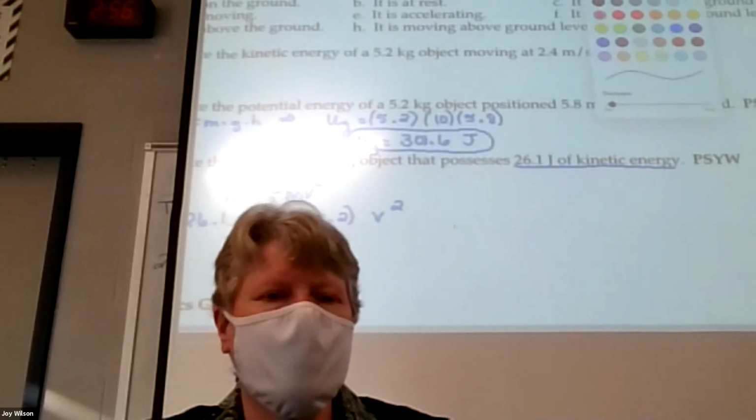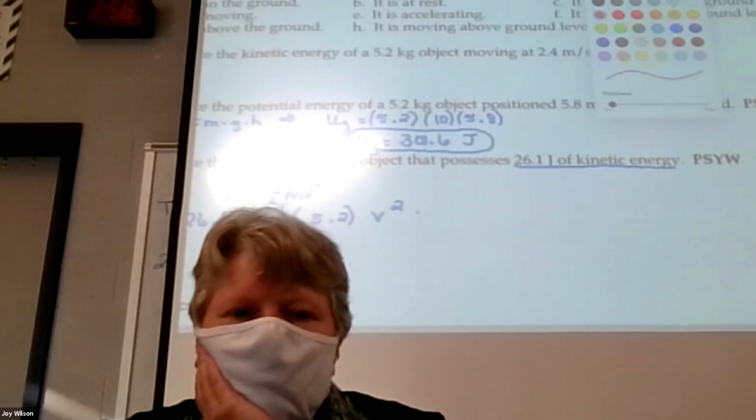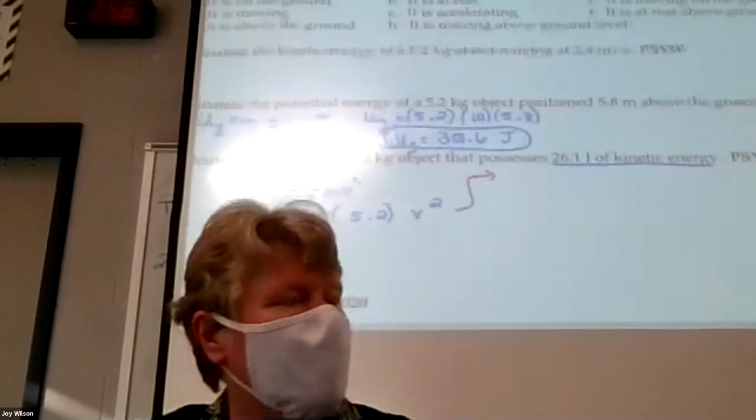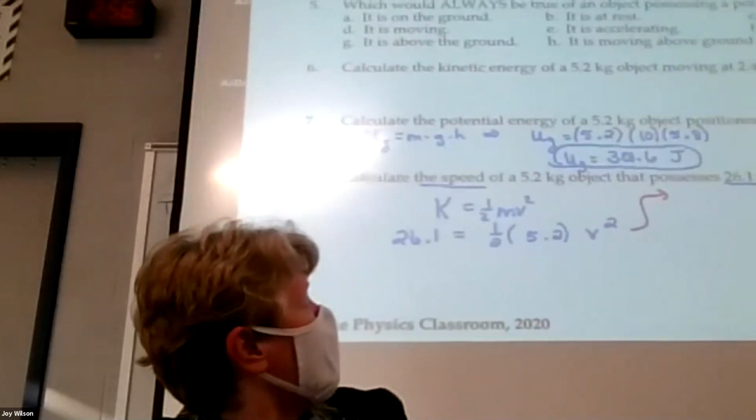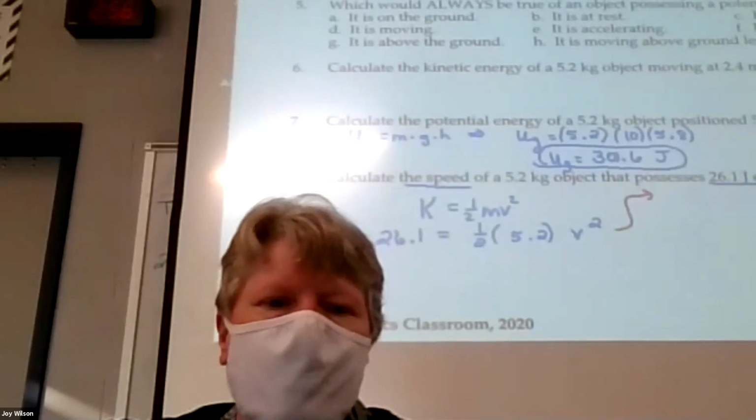So what is the first thing we should do here? Can you scoot it over? Yes, I can, sorry. Is that better? Thank you. You're welcome. I'm sorry. Sometimes I don't realize that. Well, you have to get the velocity to be by itself. So you would divide 1/2 on both sides and 5.2 on both sides. And that would give you your velocity.